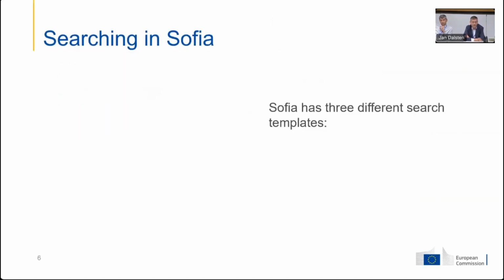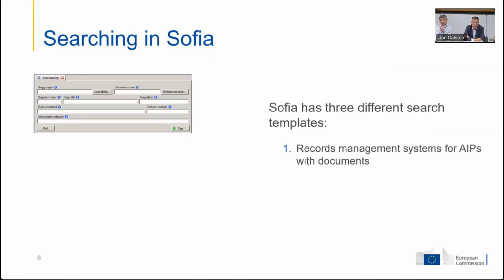Sofia has 3 different search templates, and the first one is very small on the screen, but I'm going to tell you what it is. It's a search template for records management systems, and probably the one that we use the most. It's based on the fact that there are certain types of information that you will always find in a records management system, or at least a records management system in a Danish context, because it's required by us at the National Archives, things such as a subject according to a file plan, a case ID, a case title, a document date, etc.